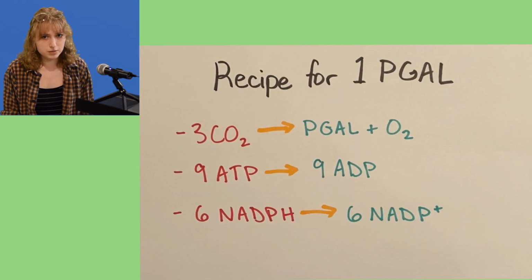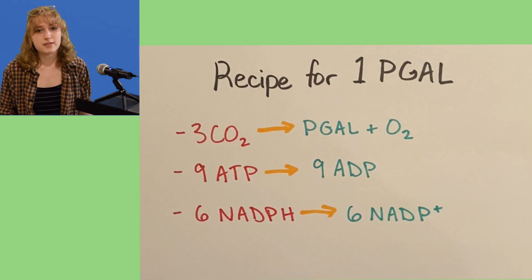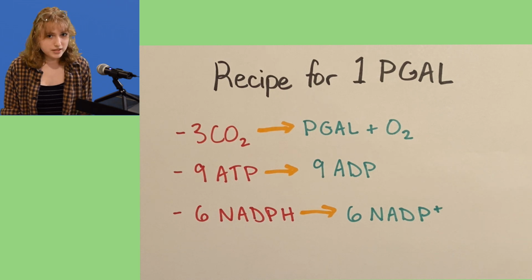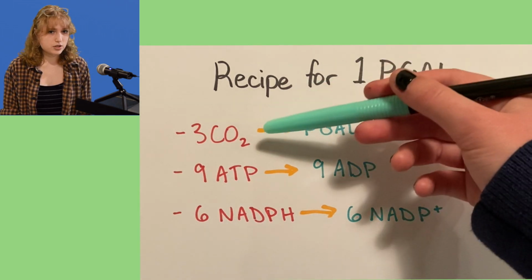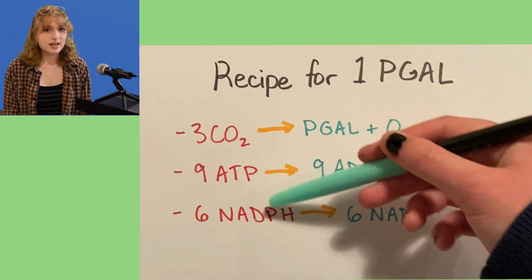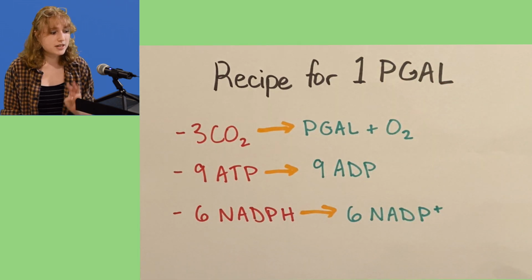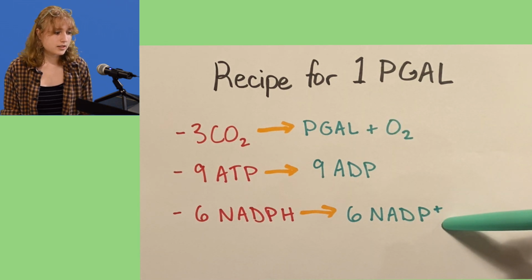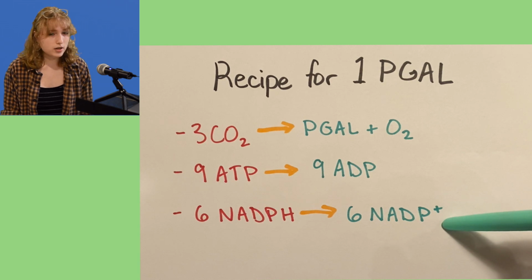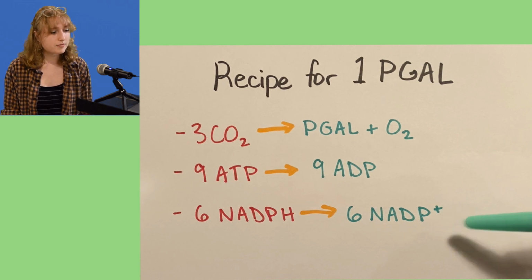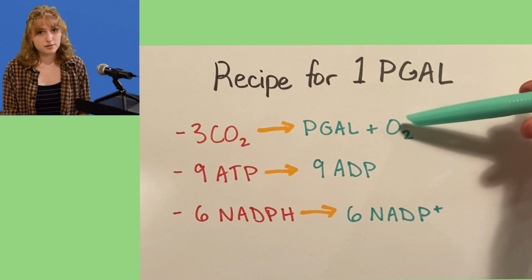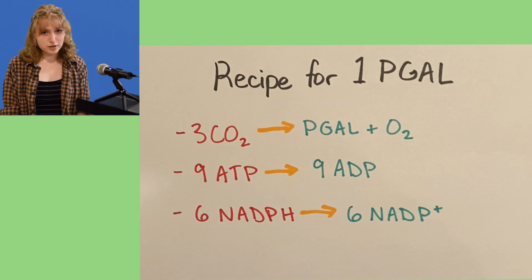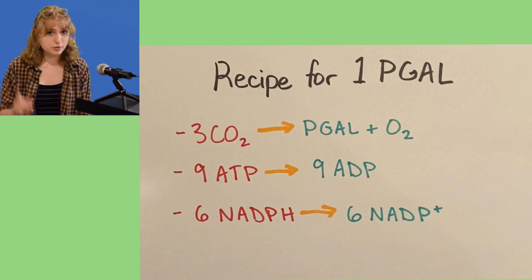So that part's not too hard, but where I always get tripped up is in the math of things, so let's review. To make 1 pGal, you need 3 CO2, 9 ATP, and 6 NADPH. So it cycles through 3 times with the 3 CO2 molecules to make 1 pGal, 9 ADP, and 6 NADP+. And you need 2 pGals to make 1 glucose molecule. And let's not forget the O2 that's also released along the way. And that's the Calvin cycle. We started with 3 CO2 molecules and ended up with 1 pGal and some leftover oxygen.